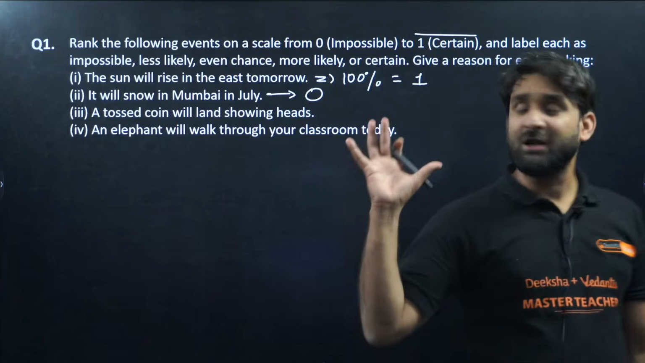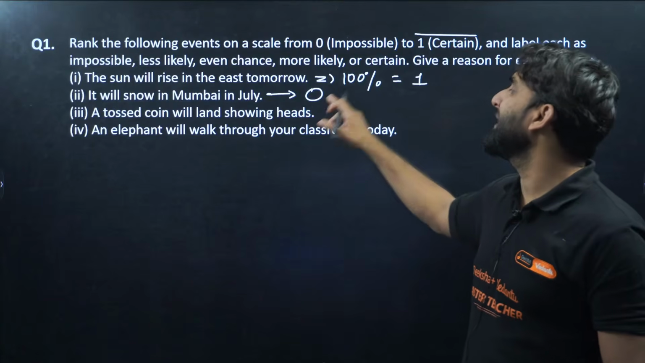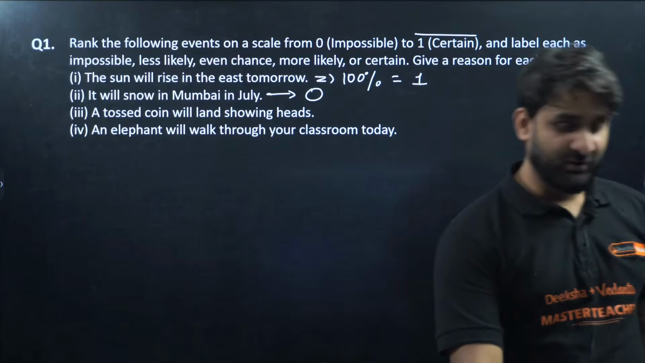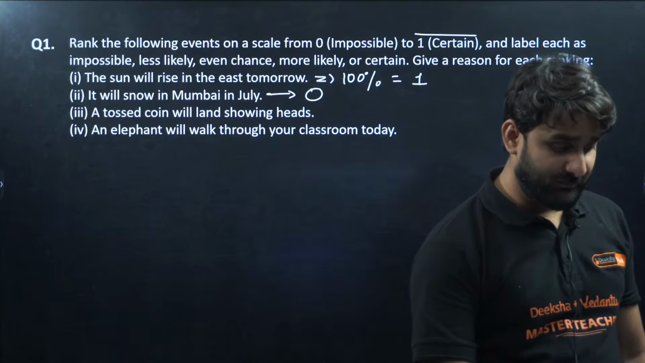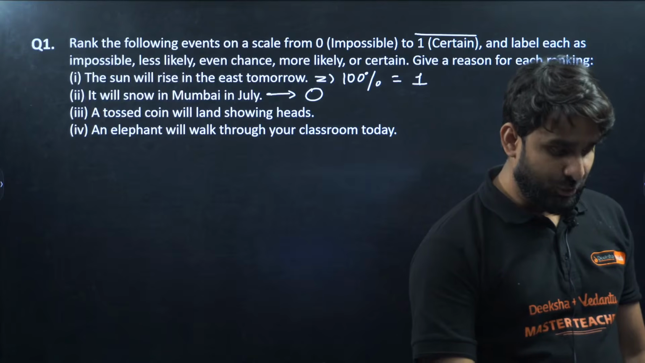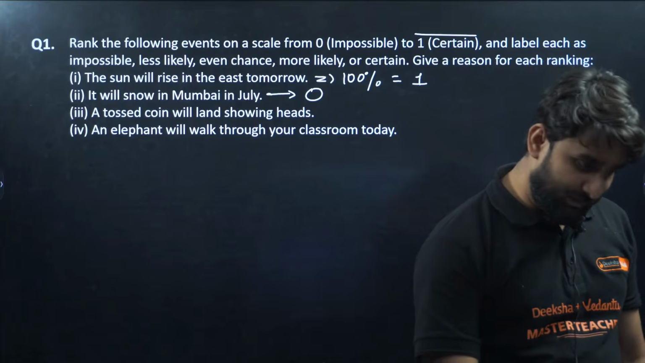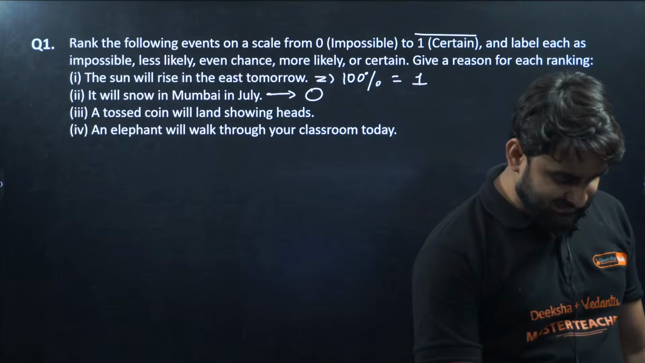Now the next one is a tossed coin. A tossed coin will land showing head. Now tell me, what do you think? If I am tossing a single coin, what will happen? There are 2 possibilities. It may be head, it may be tail. So no one knows this, no?